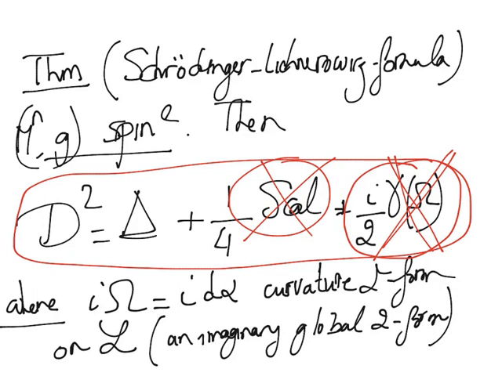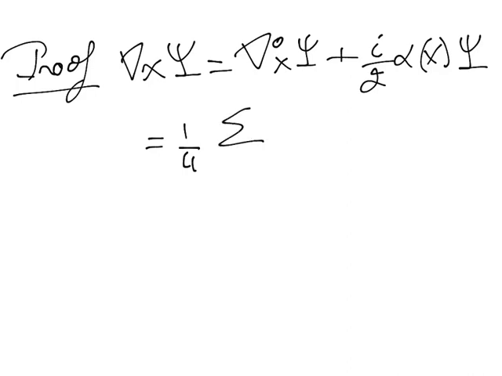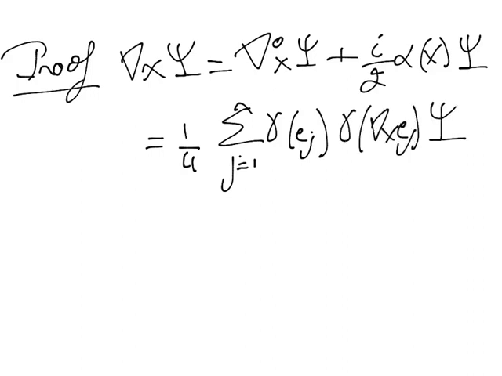So I'm going to prove the Schrödinger-Lichnerowicz formula in detail. It's very important. So let's do the proof. I'm going to recall the local expression of the spinorial connection. It's nabla 0 x psi plus i over 2 alpha x psi. And we know also the local expression of nabla x 0 psi, which is 1 over 4 sum over j from 1 to n of gamma e_j gamma nabla x e_j psi, plus of course i over 2 alpha x psi.